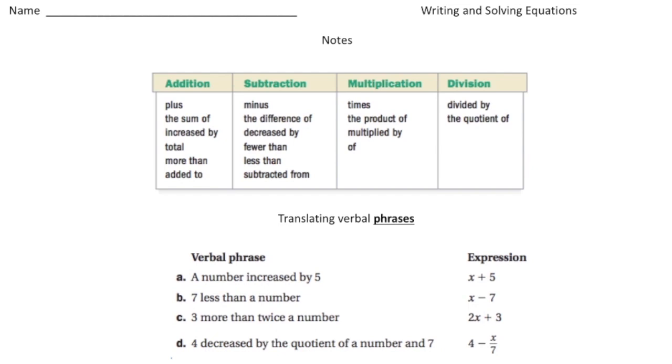Bear. This video is going to be on writing and solving equations. So for the first couple pages, go ahead and take some notes, and then I'll have some problems for you to try, and then you can see how you did.